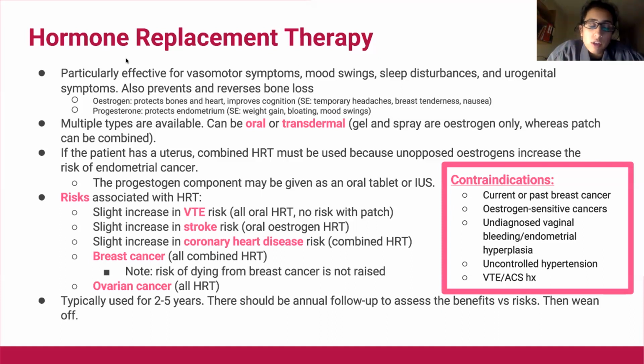The progesterone component can either be given as an oral tablet, combined with the estrogen, or as a Mirena, which is an intrauterine system. It's similar to the copper coil, but a slightly smaller device, and it sits in the uterus and secretes local progesterone. So it acts locally to decrease the effect of the estrogen. Does that make sense? Let me know if that doesn't, because this is a really important concept to understand when thinking about HRT.